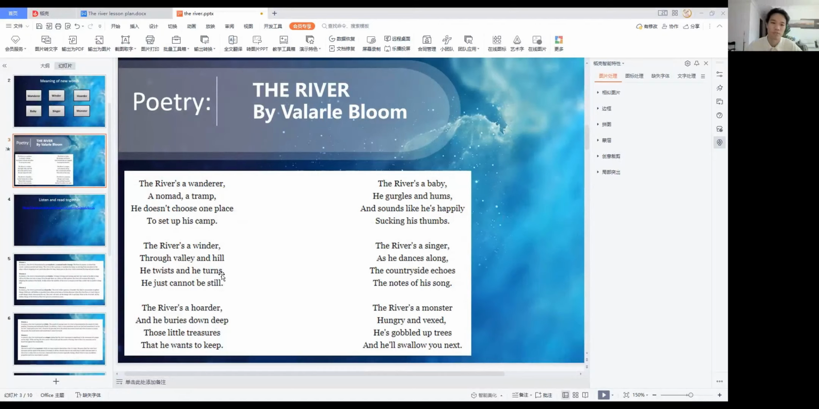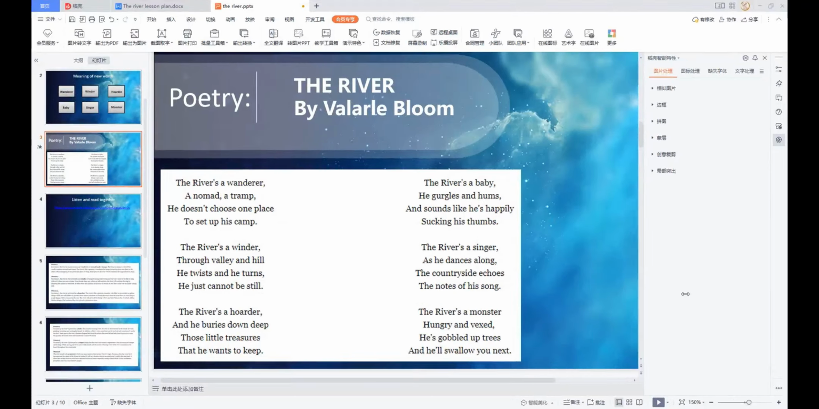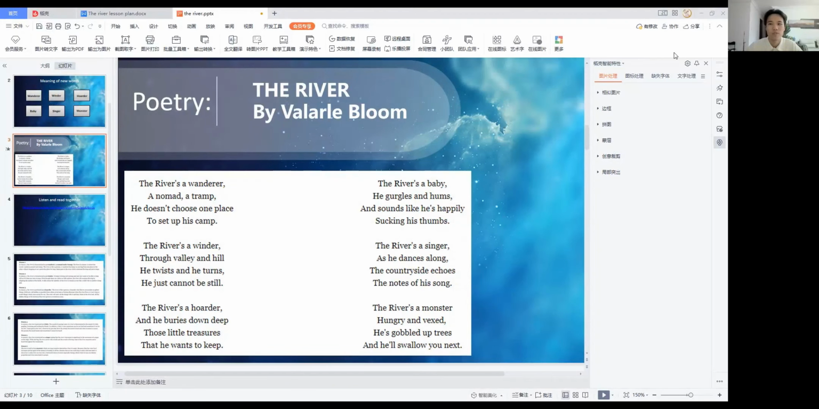Okay. So if you hear me, you can just text on the chat box or our WeChat group. If you guys do not understand, I can repeat in Chinese one more time.